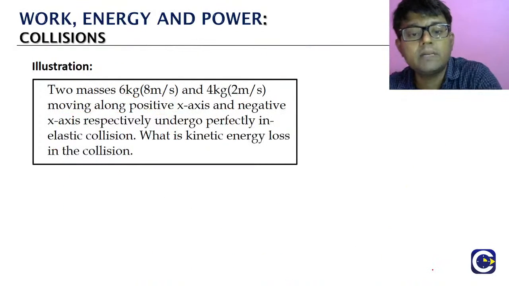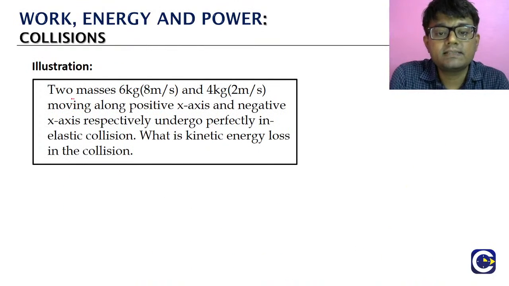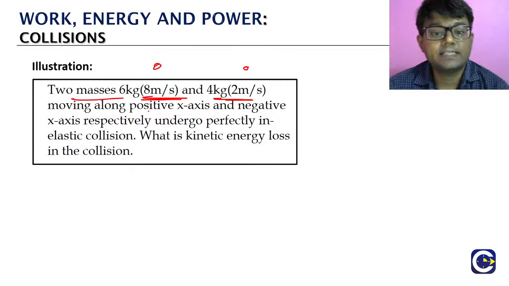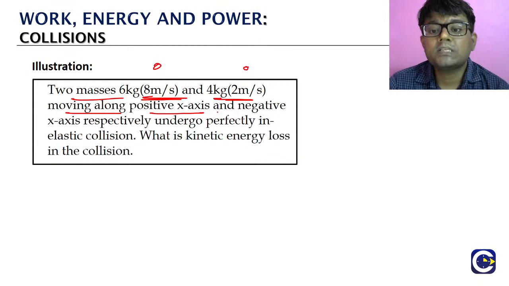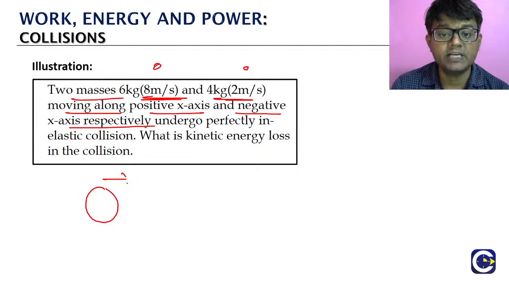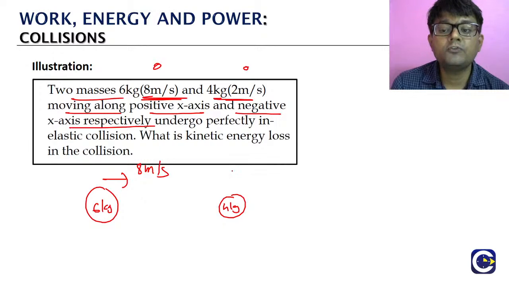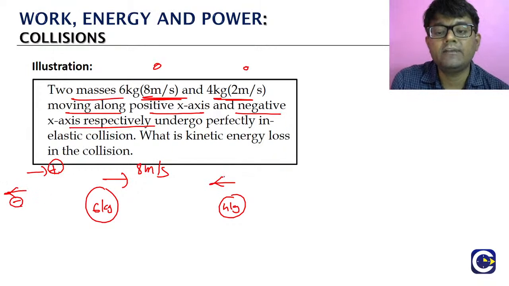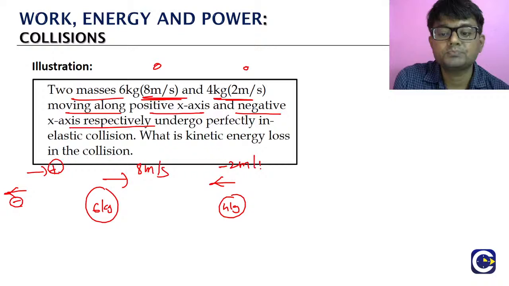Now we look at one more similar question. Two masses, 6 kg moving with 8 meter per second and 4 kg moving with 2 meter per second, moving along the positive x-axis and negative x-axis respectively. This means they are not moving in the same direction. The 6 kg is moving in the positive direction, but the 4 kg is moving in the negative. So remember our sign convention: right we take positive, left we take negative. So it will be minus.